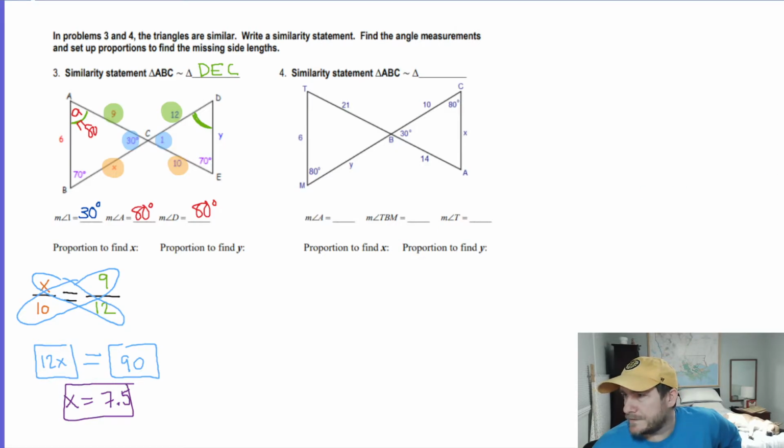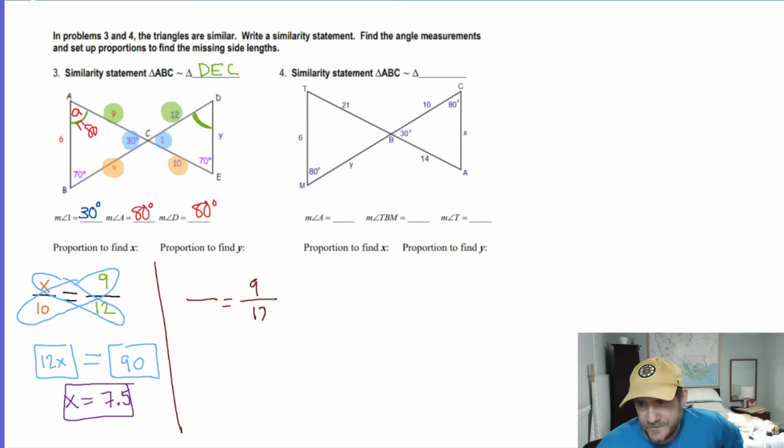Alright, so now it wants a proportion that will allow us to solve for y. So we're going to do the same deal. Literally the same deal in the case of 9 over 12. That ratio there still works for us, so let's keep that ratio. But now we want the y side. And the y side, I guess in pink, the y corresponds with 6.